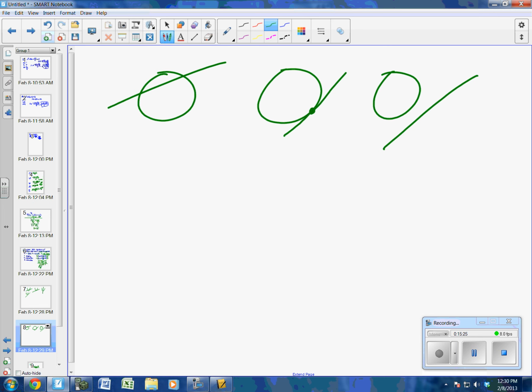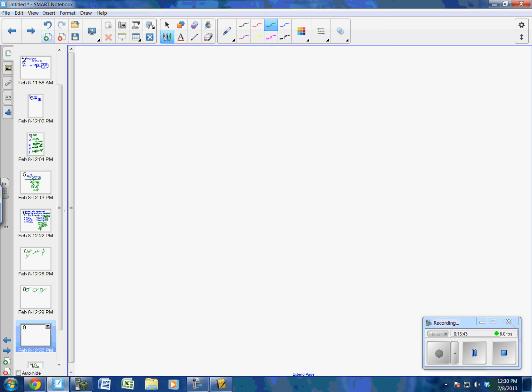How can it cross only once? It's what we say tangent to the circle. It's like taking a ball and putting one of these yardsticks on top of the ball. It only touches it in one spot, right? That's what we call a tangent to a circle.